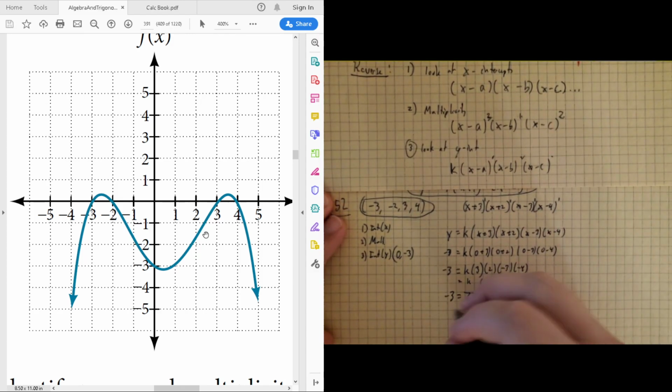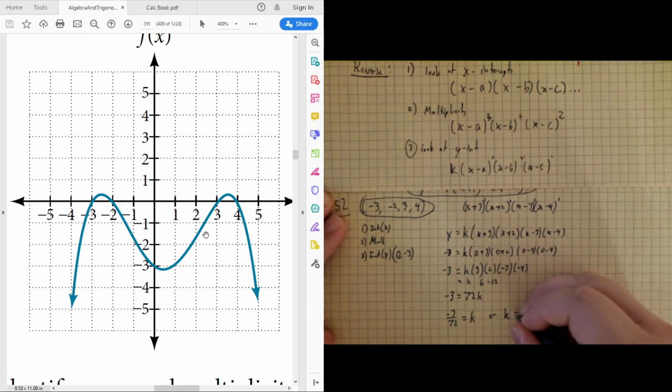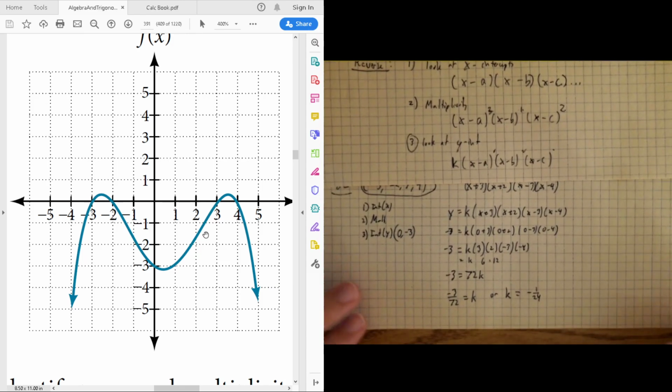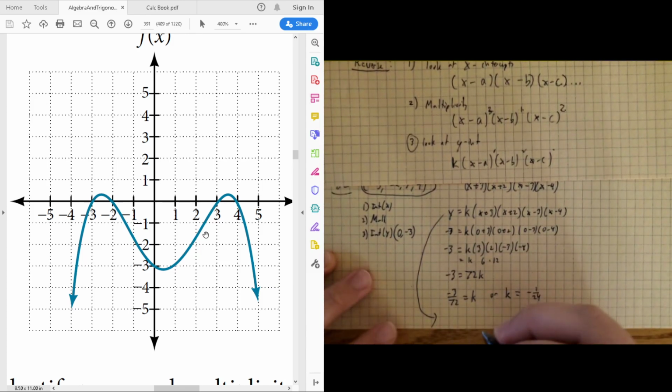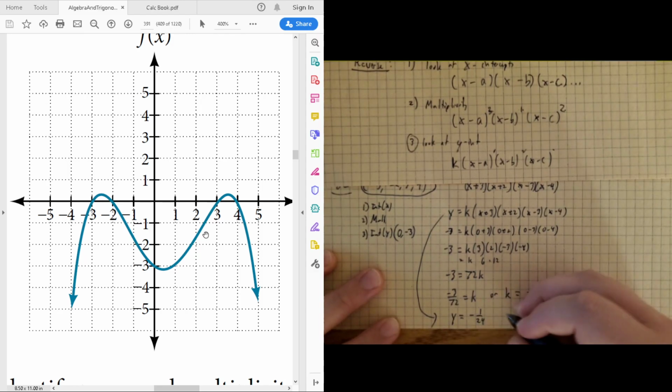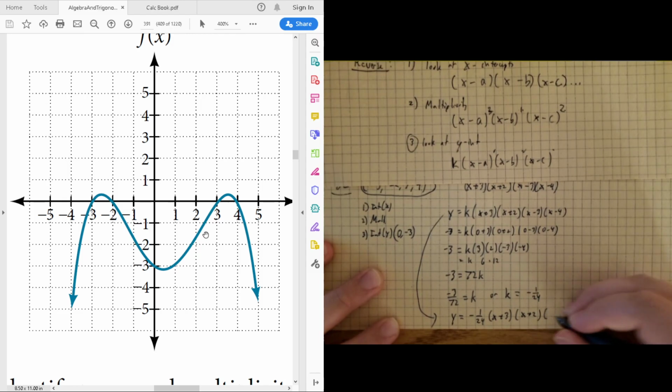Divide this by 72. So you get negative 3 over 72 equals k, or k equals negative 1 over 24. That tells me my final solution should be this original equation written with k in it. Y equals negative 1 over 24 times x plus 3 times x plus 2 times x minus 3 times x minus 4.